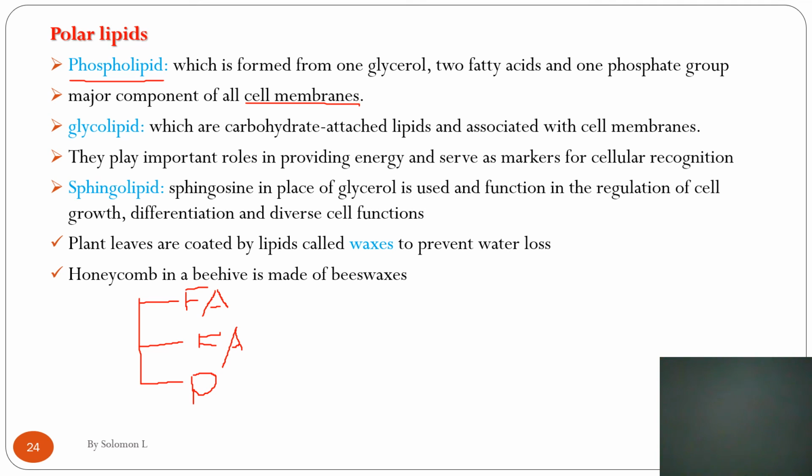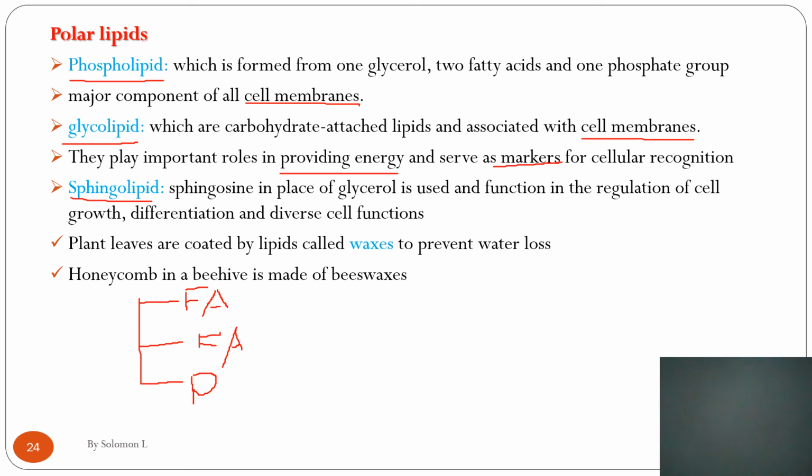The other lipid type is glycolipid. This glycolipid is a lipid type where carbohydrates are attached or joined with lipids, and it is mainly associated with the cell membrane, as is phospholipid. But its main function is that it provides energy, and it serves as a marker for cellular recognition, because in the levels of organization, similar cells come together to make tissue. Therefore, for that purpose, cells must recognize each other. Therefore, this glycolipid, which is part of the cell, helps these cells to recognize each other and to make the respective tissue.